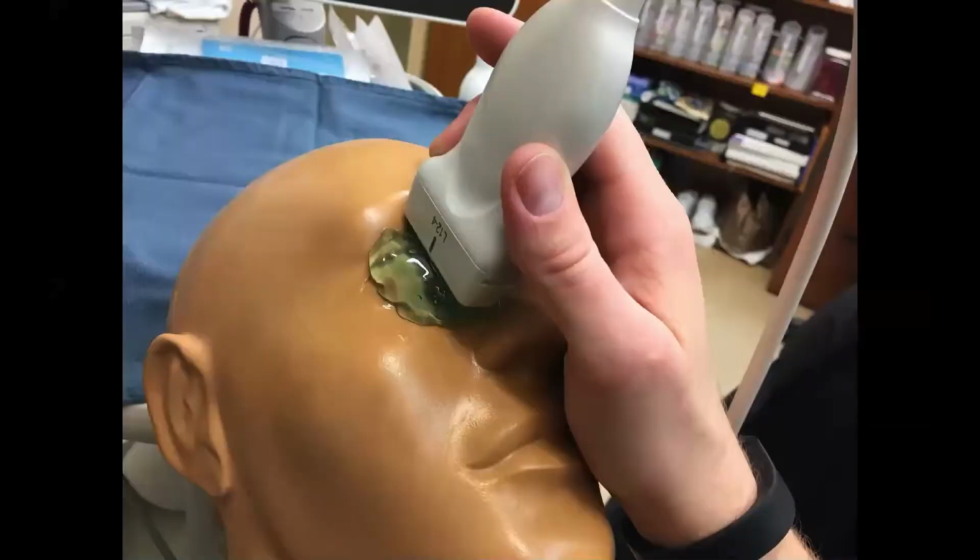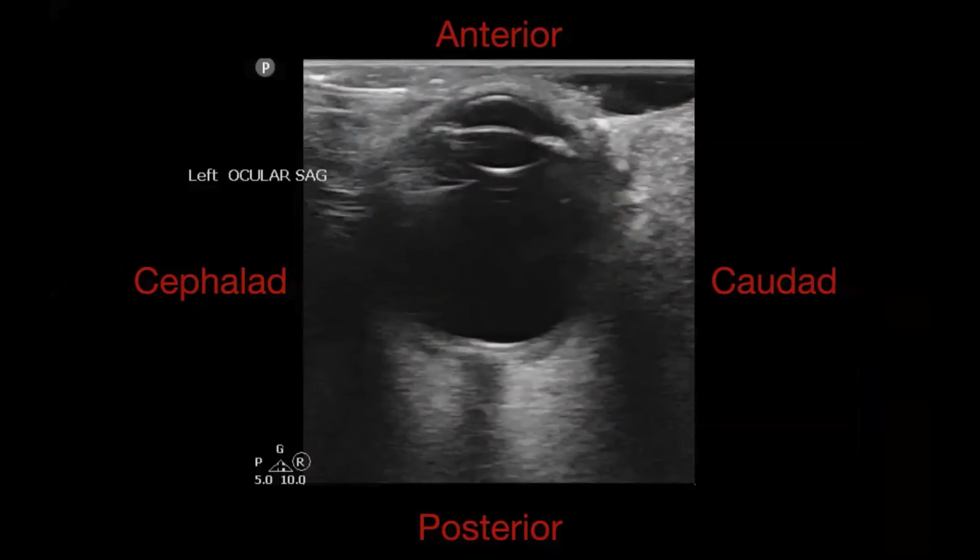So here's an example of the sagittal orientation, basically putting a lot of gel in the orbit and then gently floating the transducer in that vertical orientation with the probe indicator towards the 12 o'clock position, or the patient's head, right? From an ultrasound orientation standpoint, this is going to be the image that you get, right?